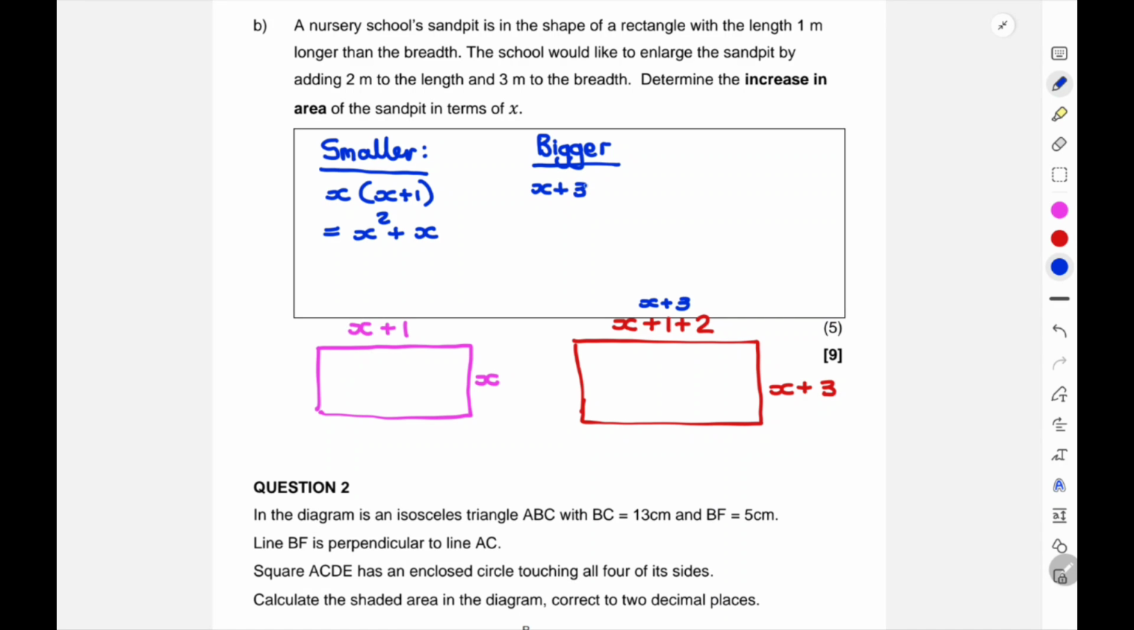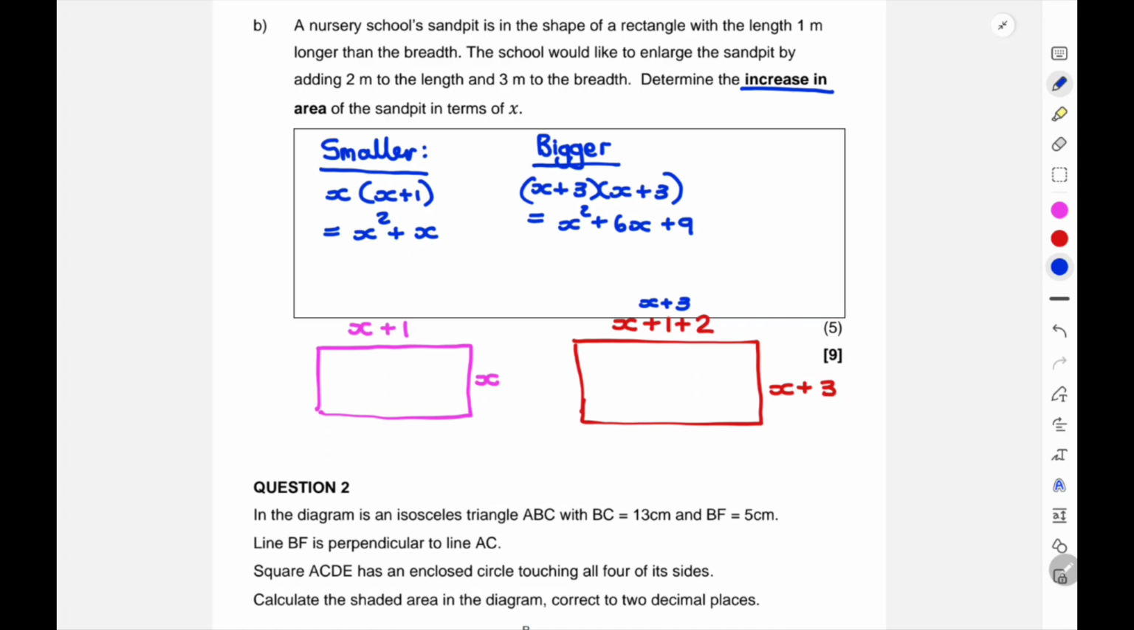So (x + 3) times (x + 3), you FOIL it out: x squared plus 3x plus 3x, which is plus 6x, plus 9. So now determine the increase in the sandpit in terms of x.